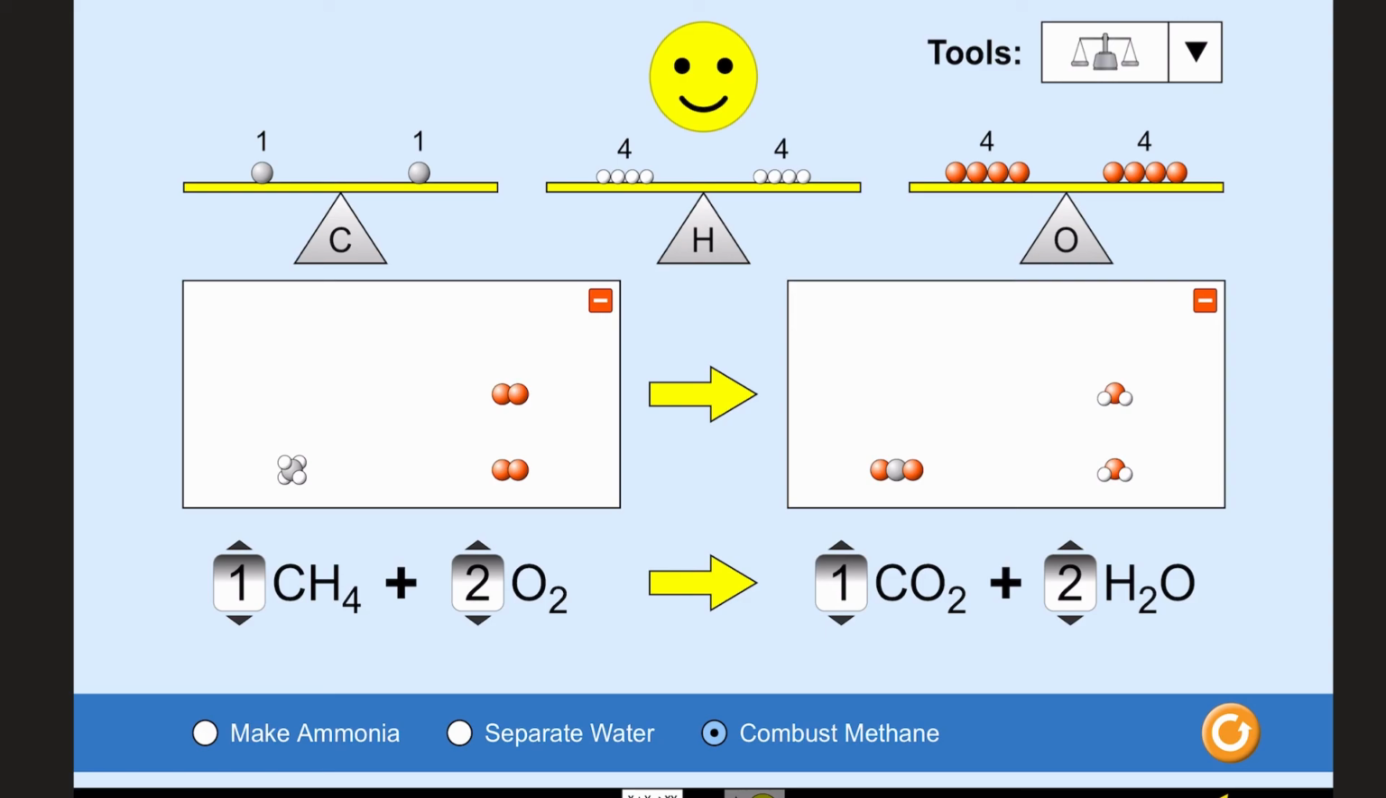So again, this is obeying the law of conservation of mass. There are the same number of each type of atom on each side of the equation: one carbon on each side, 4 hydrogens on each side, and 4 oxygen atoms on each side.